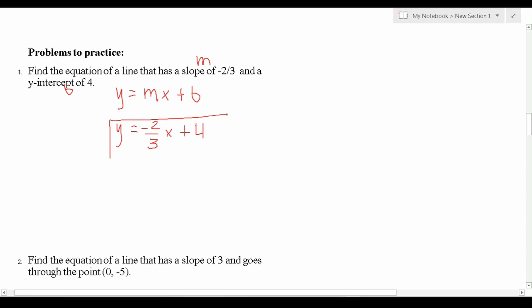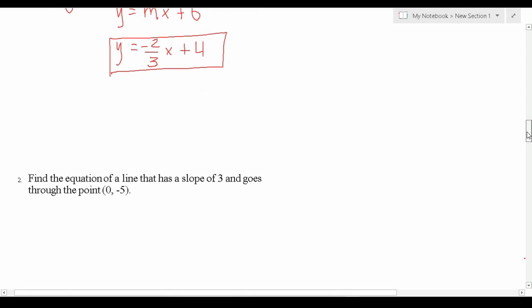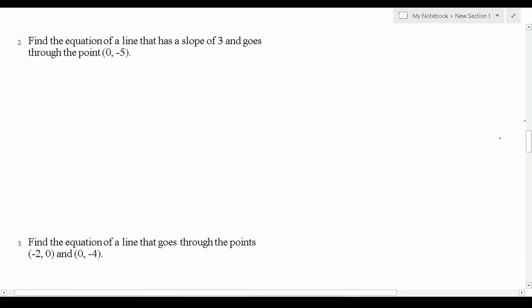And that's it. That's all you have to do when you're given the slope as well as the y-intercept of a line to write an equation of a line. All right, so number 2 says, find the equation of a line that has a slope of 3 and goes through the point 0, negative 5.